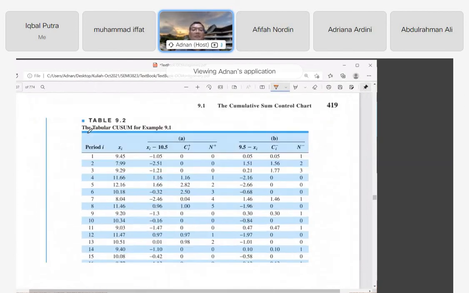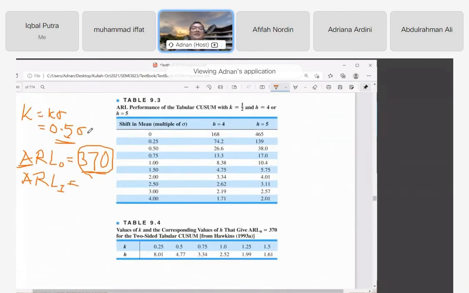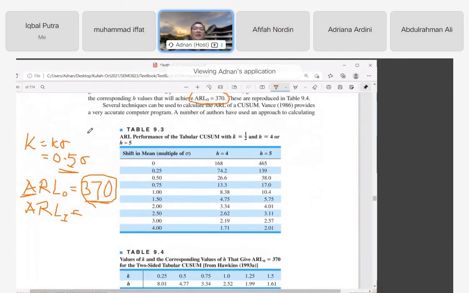So the authors, or the researchers, have done thorough research and provided this table for us to use. It shows the ARL performance of the tabular CUSUM where K equals one half and H equals 4 and 5. If we put H at 4, this is what you get.